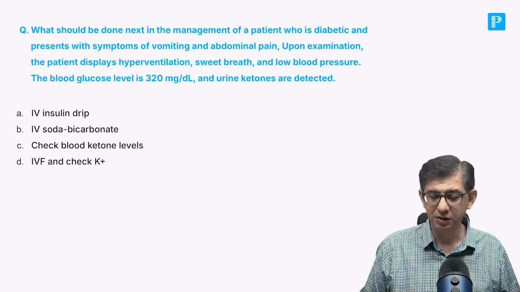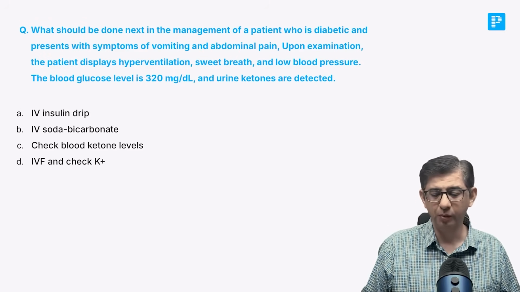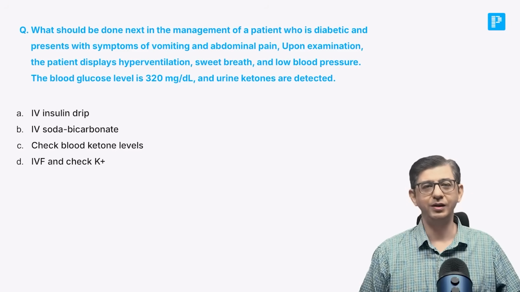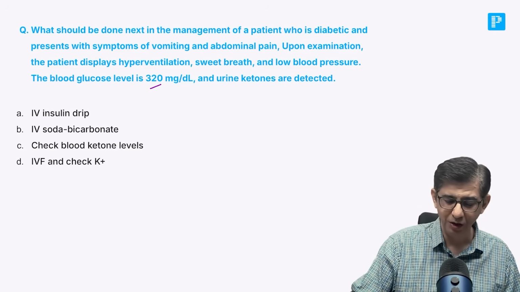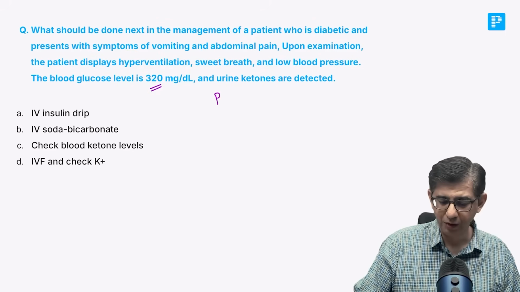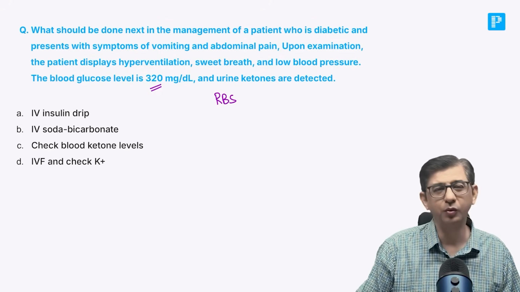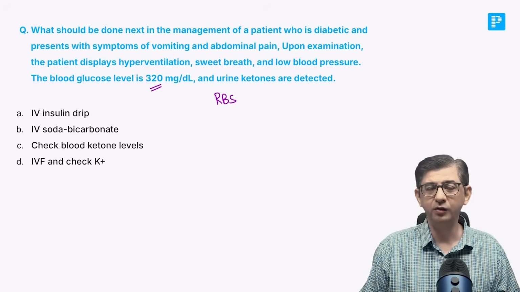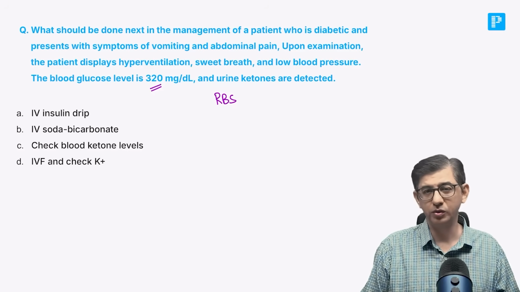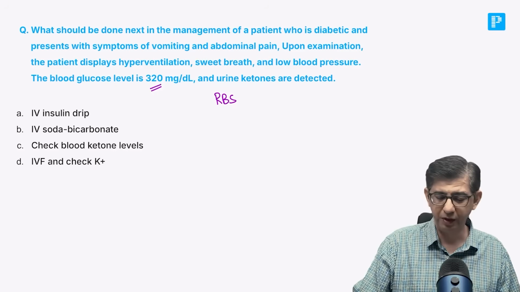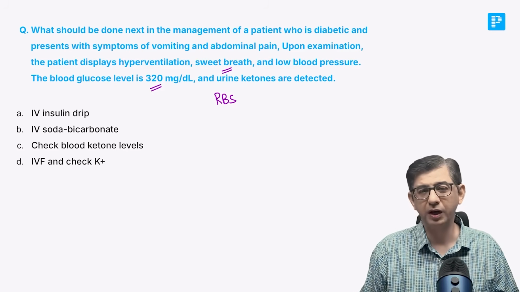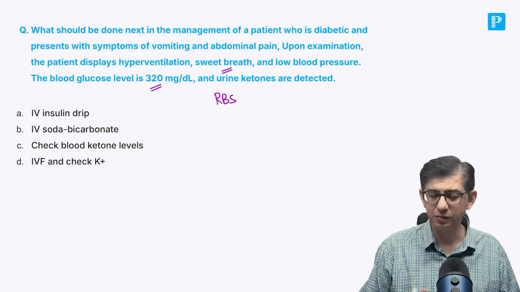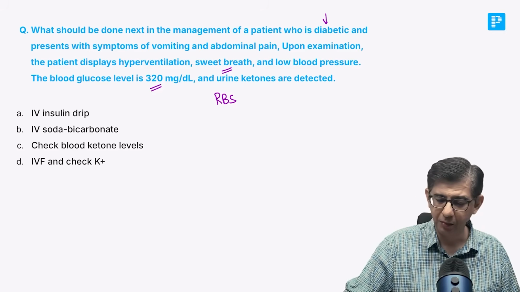The subsequent question says a diabetic patient with vomiting and abdominal pain. I mean, there has to be one question on the topic of diabetic ketoacidosis. You can see that the random blood sugar of this patient is more than 250, so the D part is satisfied. Then he's also given evidence of ketones, not directly but indirectly, by mentioning the sweet breath in the patient. And since he has himself mentioned diabetic, I can say diabetic ketoacidosis is the presentation.